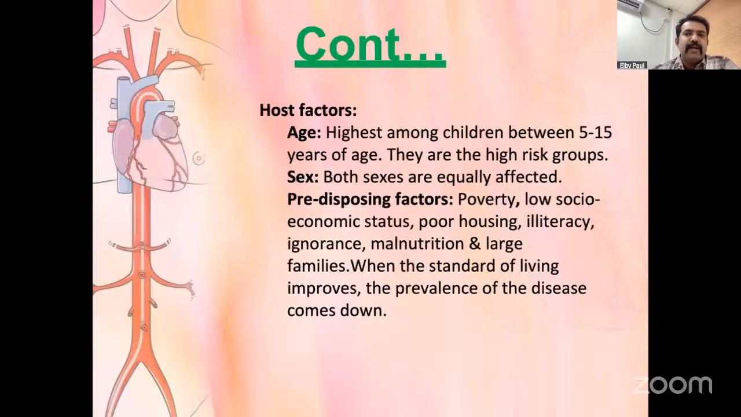Okay. So host factors: age, highest among children between 5 to 15 years of age. They are high-risk people. Sex: both sexes are equally affected. Predisposing factors: poverty, low socioeconomic status, poor housing, illiteracy, ignorance, malnutrition, large families. When the standard of living improves, the prevalence of the disease comes down.